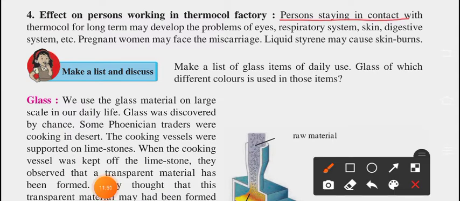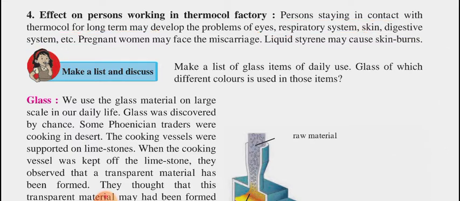Persons staying in contact with thermocol for a long term may develop problems of the eyes, respiratory system, skin, digestive system, etc. Pregnant women may also face miscarriage; the baby present in their womb may get miscarried. Liquid styrene may cause skin burns also. All these effects come on those people who are working in the thermocol factory. They are suffering from these many problems.